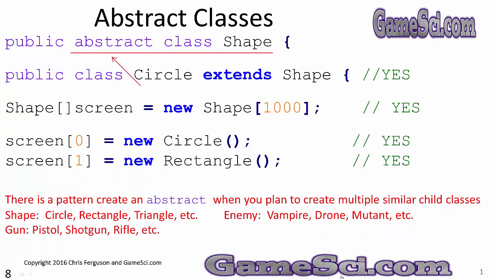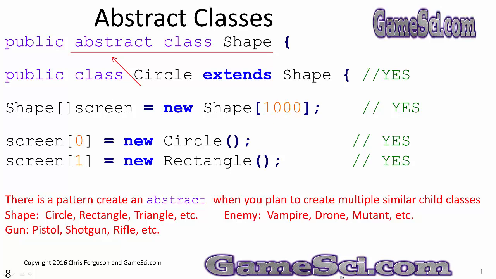Let's do one more. Let's create a public abstract class shape. There is a pattern here. We're going to create an abstract class when you plan to create multiple similar child classes. In the case of shape, we plan to build circles, rectangles, triangles, and other shape objects out of shape. In the case of enemy, we're planning to build multiple child classes like vampire, drone, mutant, etc. If we were building a parent class gun, we were planning to build child classes like pistol, shotgun, and rifle out of it.